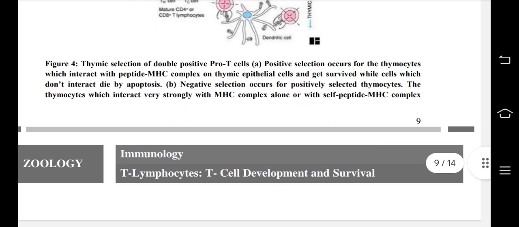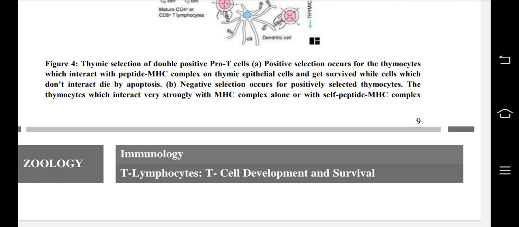Thymic selection of double positive pro-T cells. Positive selection occurs for the thymocytes which interact with peptide MHC complex on thymic epithelial cells and survive, while cells which do not interact die by apoptosis.